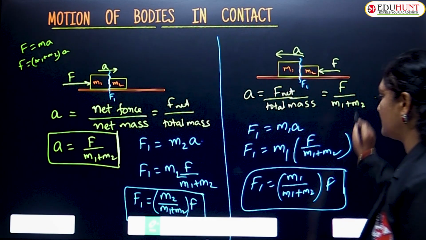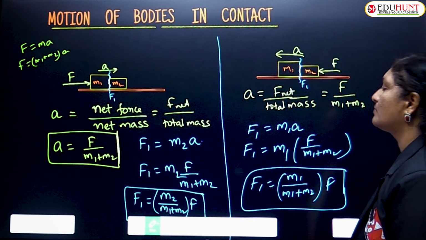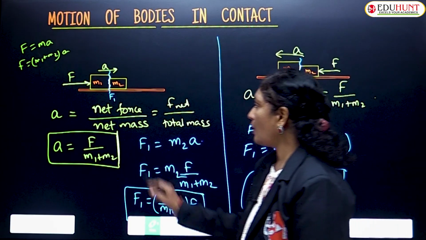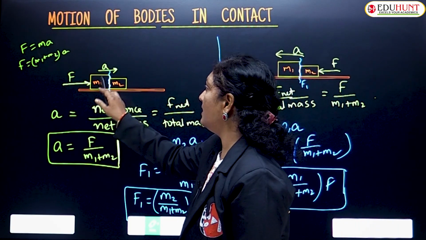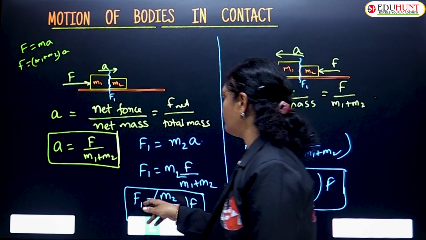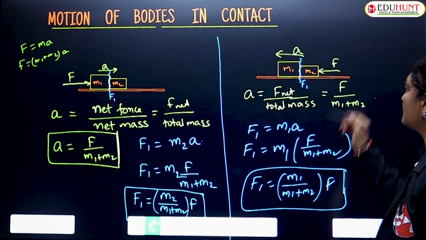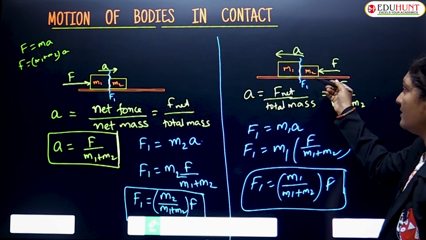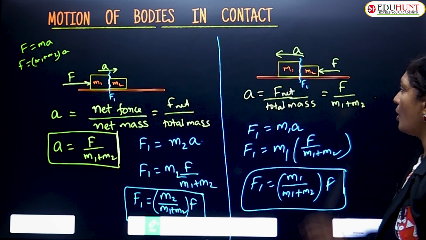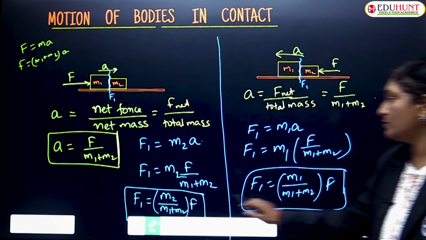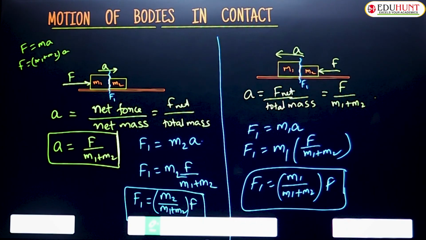In both cases, acceleration was found to be the same, that is F by m1 plus m2, whereas the contacting force exerted by m1 on m2 is given by m2 by m1 plus m2 into F, whereas in the second case, the contacting force exerted by m2 on m1 is given by m1 by m1 plus m2 into F. Here it is m2, here it is m1.